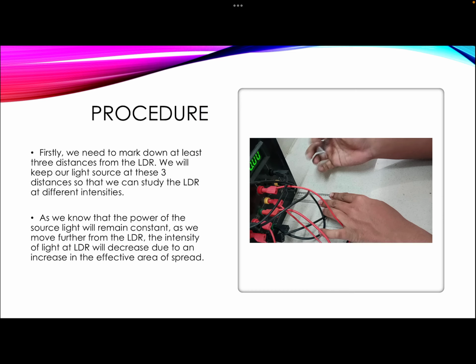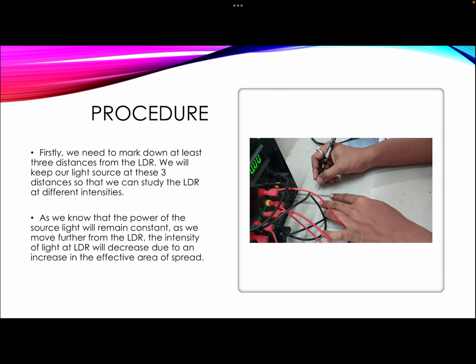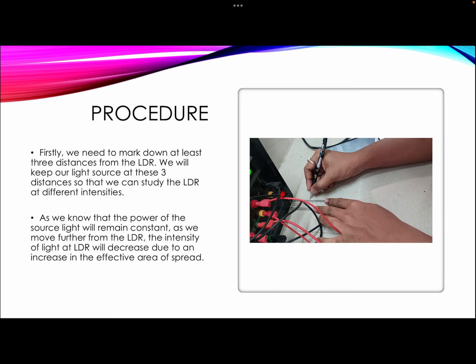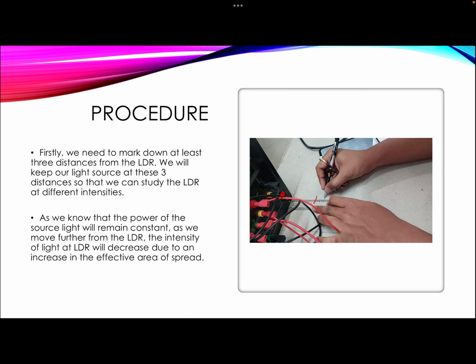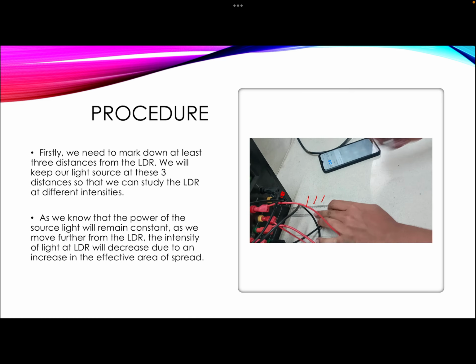Coming to the procedure, you can see that the LDR is present over here, and you have to take markings from the LDR at some fixed distances. In my case, I took 4 centimeters, 6 centimeters, and 8 centimeters. The idea is very simple. The LDR is over here, and as you move the source farther away from the LDR, the intensity of light will be changing. We know that I is equal to P by A.